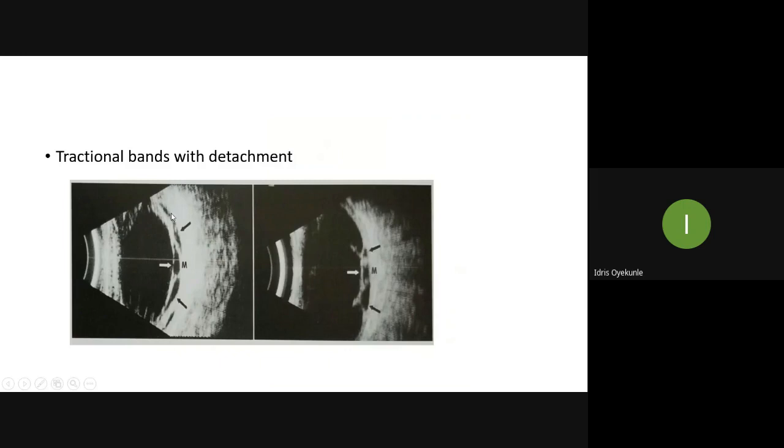And then for tractional bands with detachment, we can also see linear, bright, 100% reflective spikes that will be seen on the A vector scan. And then you can see a traction area here. It's some tangential pulling around here. So this is how an image of a tractional detachment should look.